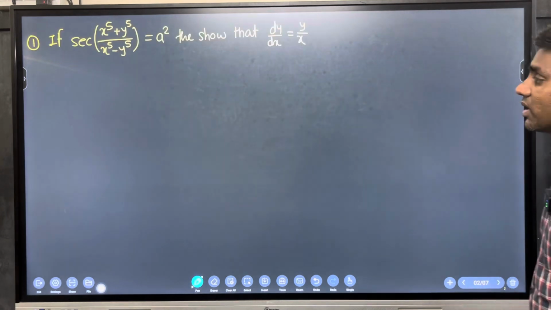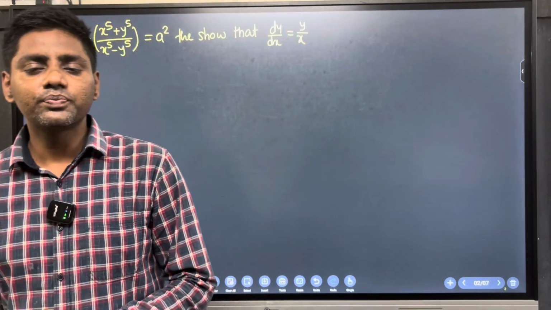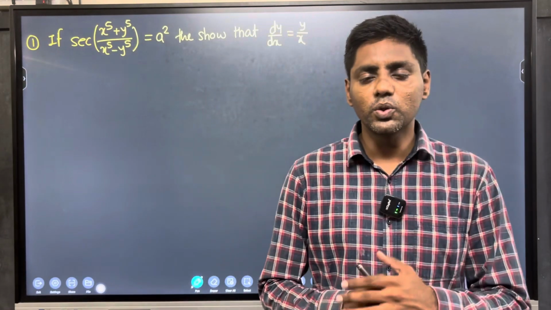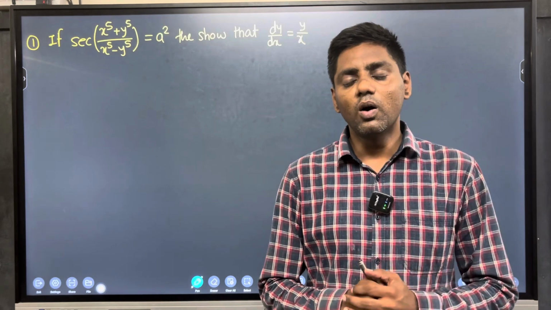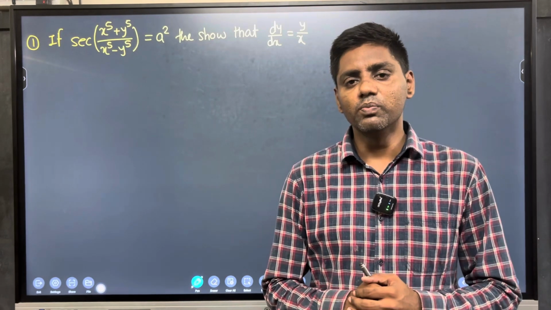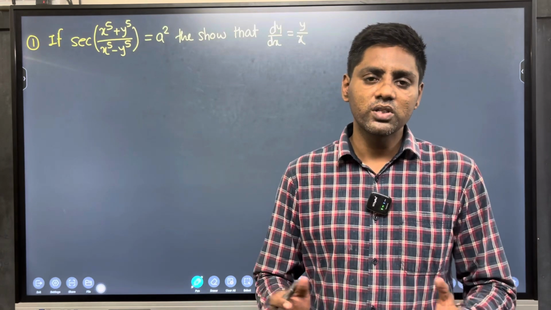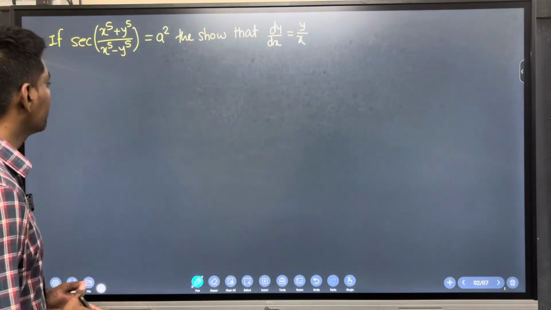So here we already covered some questions solved in the previous lectures. If you have not yet seen them, go and watch those videos so you can understand the basics of how we solve questions on the basis of implicit function. Here we practice some questions. These questions are again very important. So let's start with question number one.